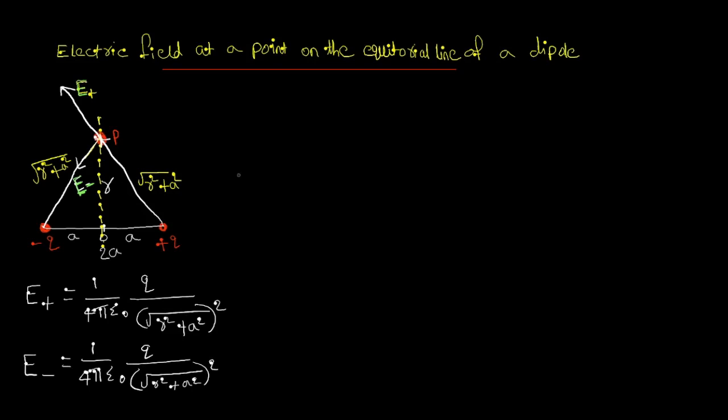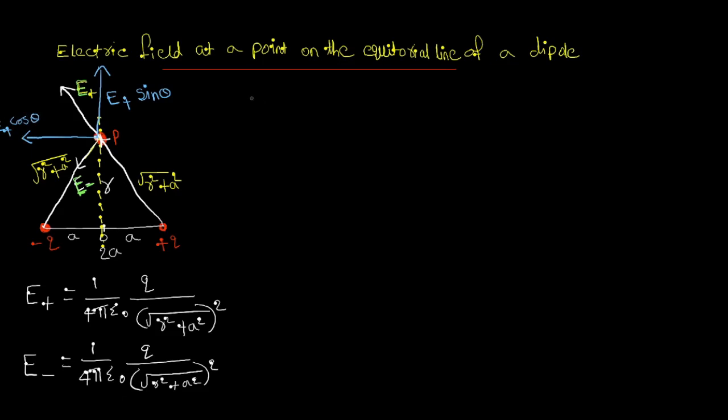Next, we want to find the resultant electric field intensity at point P, because there are two electric field intensities, E positive and E negative. To find the resultant electric field intensity, we want to consider the vertical and horizontal components. The vertical component of E positive, in this direction, is E positive sin theta. The horizontal component of E positive, in this direction, is E positive cos theta, because that is the horizontal component, E positive cos theta.